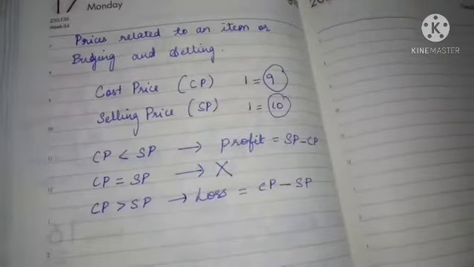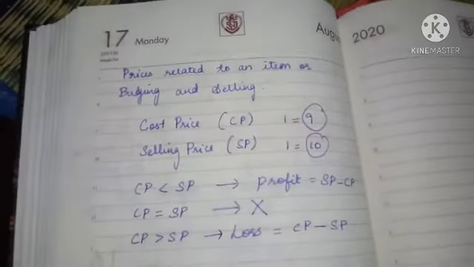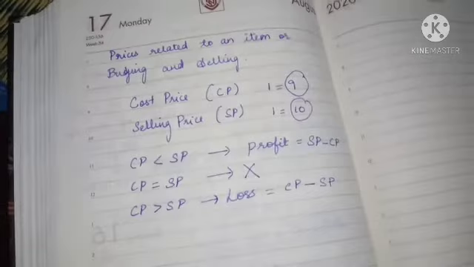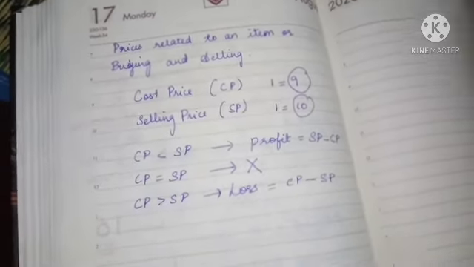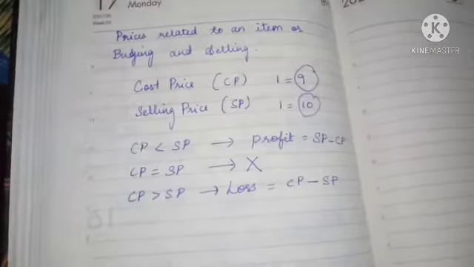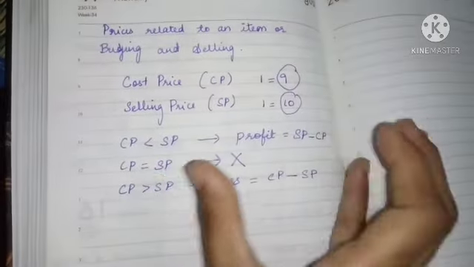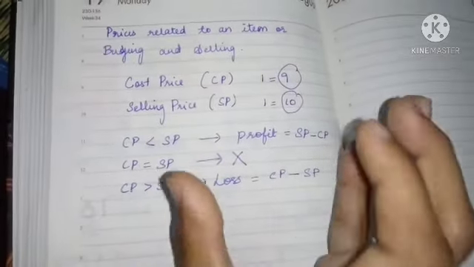In today's class we have discussed ratio to percentage, how to find increase percentage and decrease percentage, and some basic concepts like selling price, cost price, profit and loss.